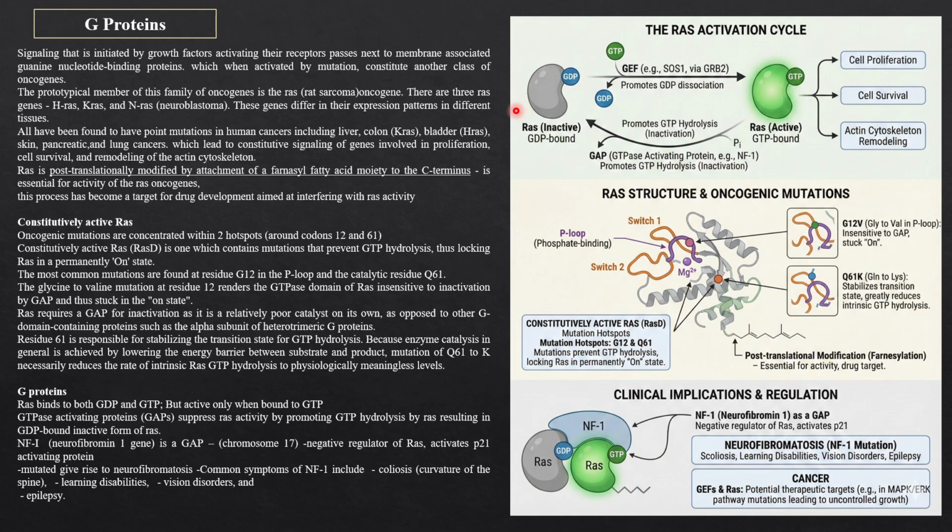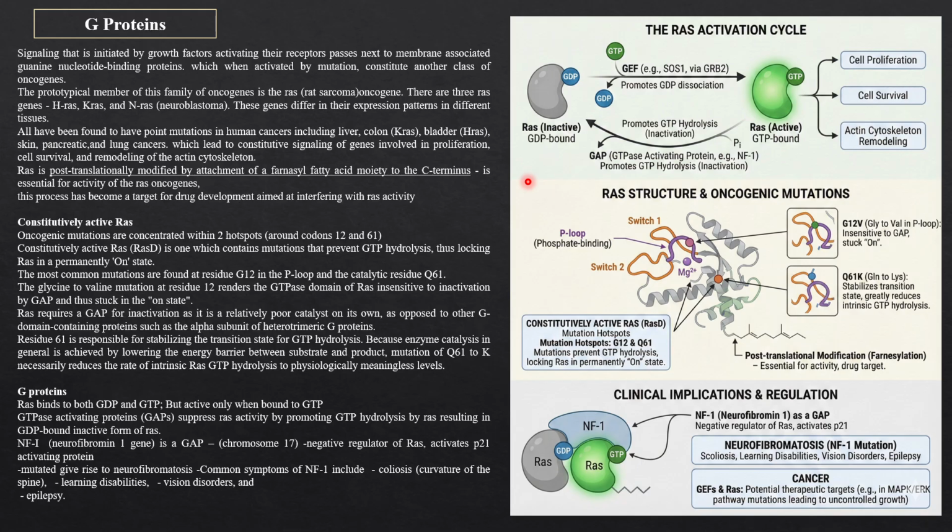in their expression patterns in different tissues, and they have been found to have point mutations in cancers, including KRAS in the colon, and HRAS in bladder. They are also found in the pancreas and lung cancer. And this leads to the constitutive signaling of the genes involved in proliferation. RAS is post-translationally modified by attachment of a farnesyl fatty acid moiety to the C terminus, and this is essential for activity of the RAS oncogene.